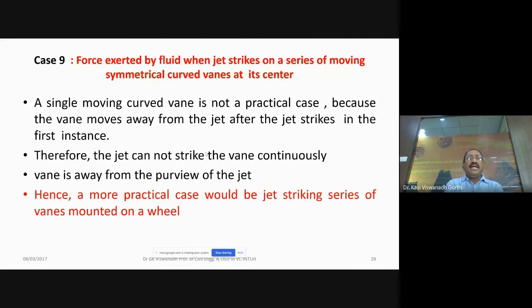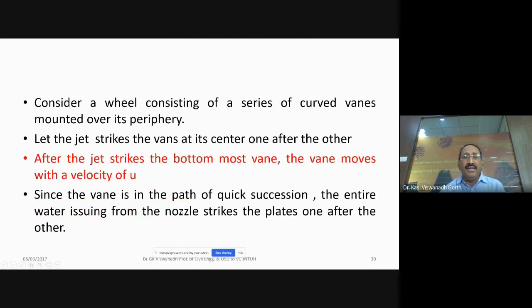So a single moving curved vane is not a practical case because the vane moves away from the jet after the jet strikes in the first instance. Therefore, the jet cannot strike the vane continuously. So the vane is away from the purview of the jet. Hence, a more practical case would be like a jet striking a series of vanes which are mounted on a wheel.